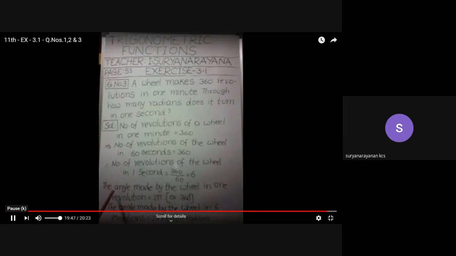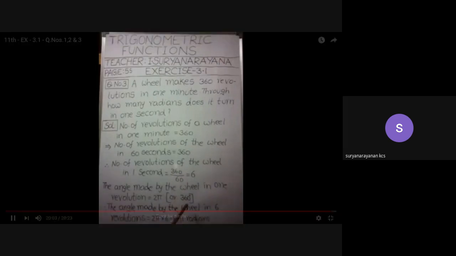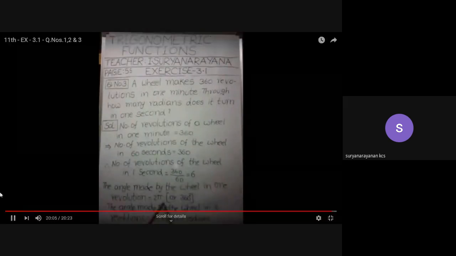The angle made by the wheel in one revolution is equal to 2 pi radians or 360 degrees. In the concepts we have discussed, one revolution is equal to 2 pi radians or 360 degrees. Understood this step, my children? Therefore, the angle made by the wheel in 6 revolutions is equal to 2 pi into 6, that is equal to 12 pi radians. Understood, my children?